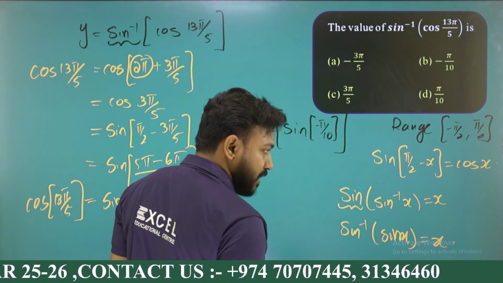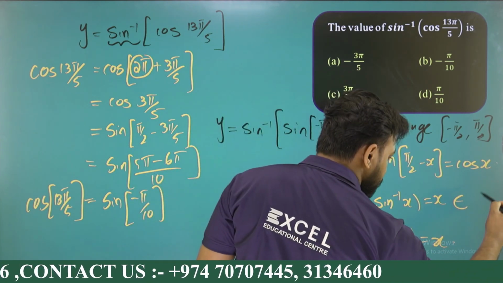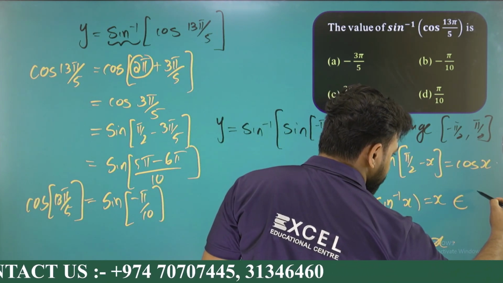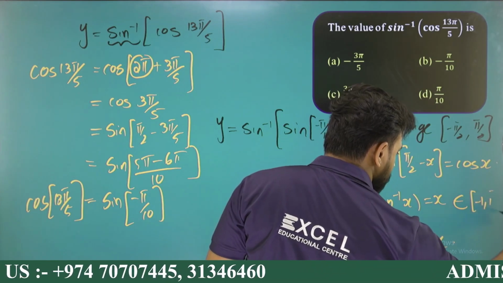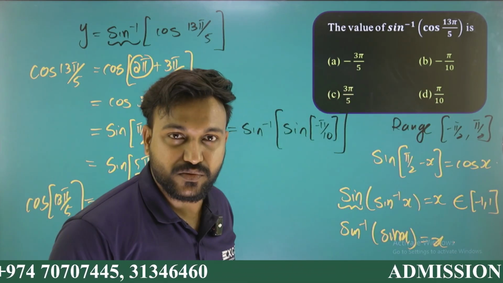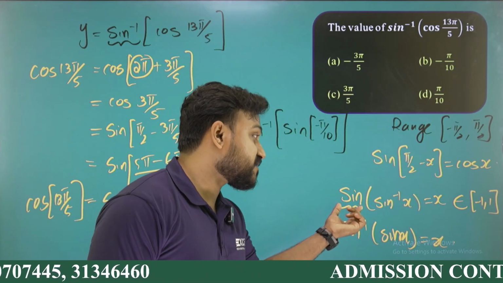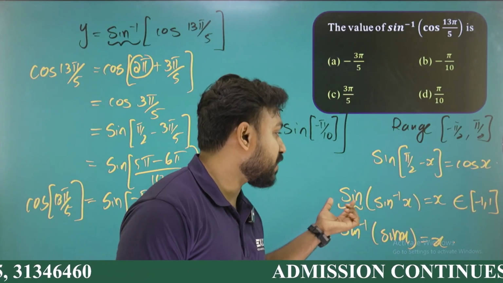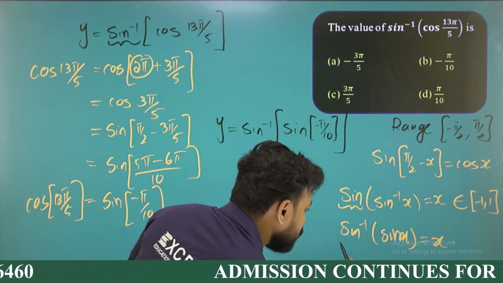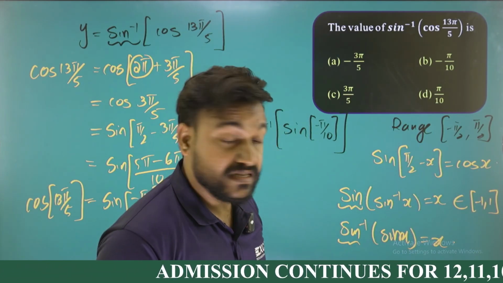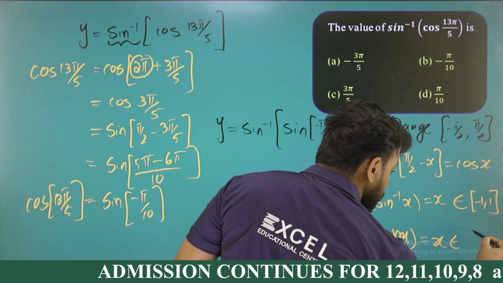Who is outside? Sine. So this x should belong to minus 1 to 1, because the range of sine is what? Minus 1 to 1. Here outside, who is it? Sine inverse. So x should belong to where?